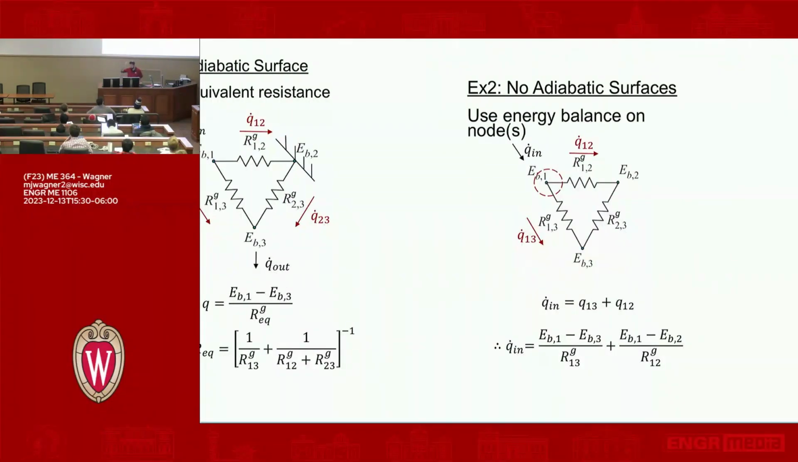In the case when we have no adiabatic surfaces, where you have maybe heat flow in each of the nodes, we have to do energy balances on each node, and then solve that system of equations, okay? So again, I recommend going back and looking at this, but are there any questions on the black body radiation exchange stuff? Okay.